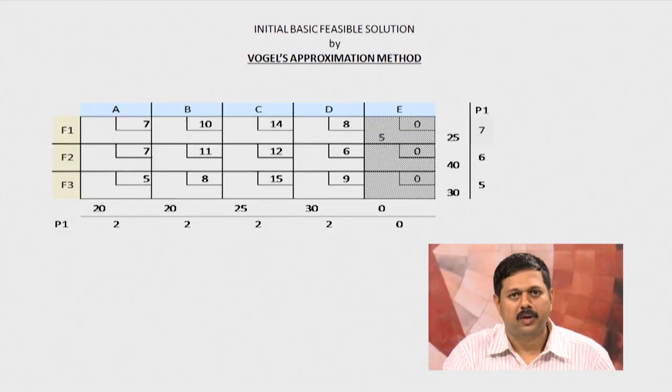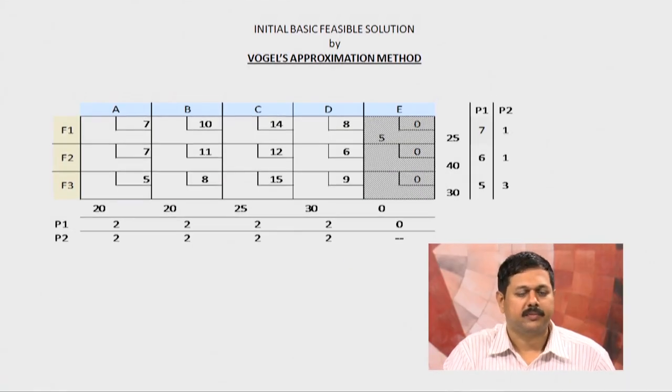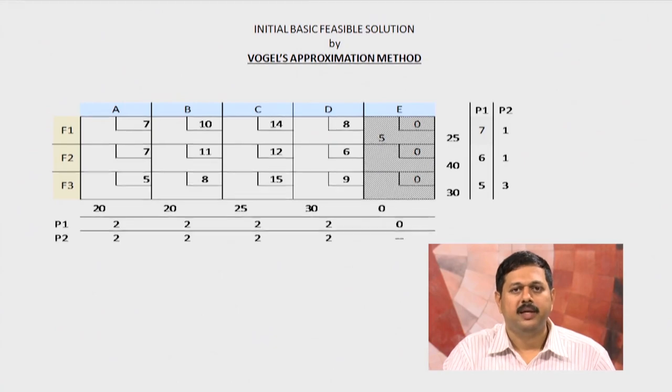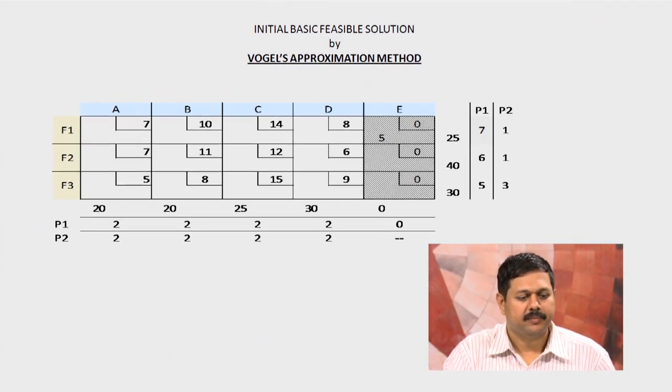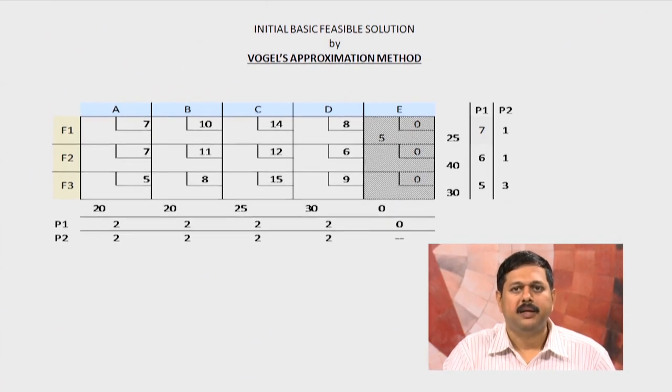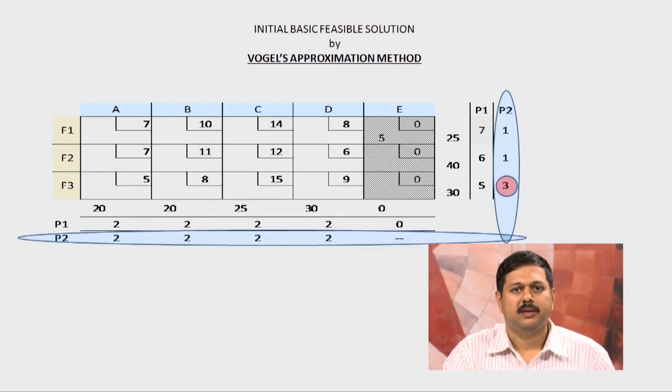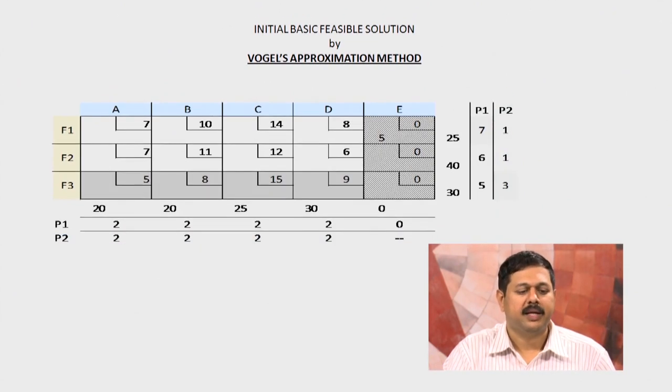Since all the requirements are fulfilled in column E, no more allocations are possible in this column and therefore block this column and calculate further. Now find the second penalty. Among the penalties P2, the highest penalty is 3. Choose the F3 row corresponding to the penalty 3.